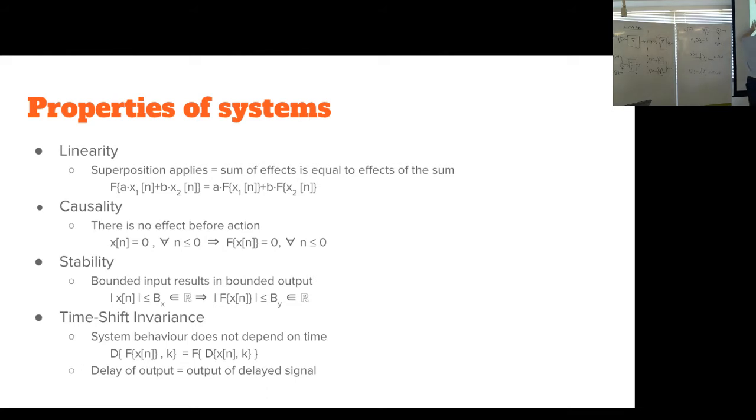Right. Then causality, not casuality. Casuality is like with t-shirt and jeans. Causality is about cause. And it basically says there is no effect before action. So nothing happens unless there is some change in input. That's a good property, actually. Well, it's a property. It's not useful, but usually it's considered good to have some sort of glue for how the system is behaving.